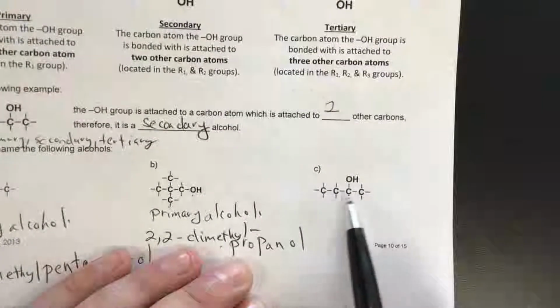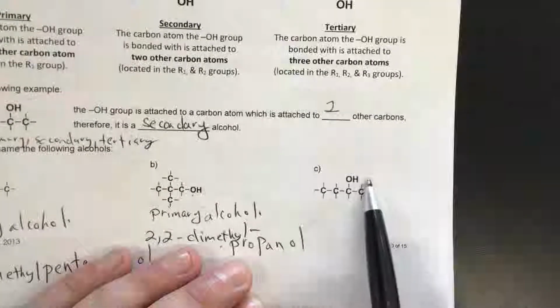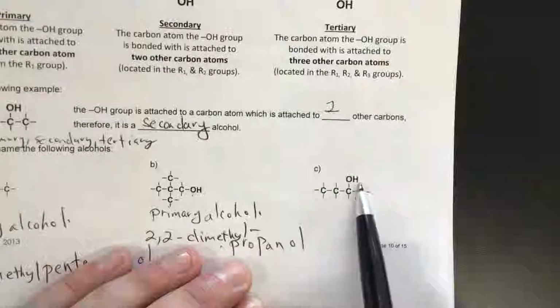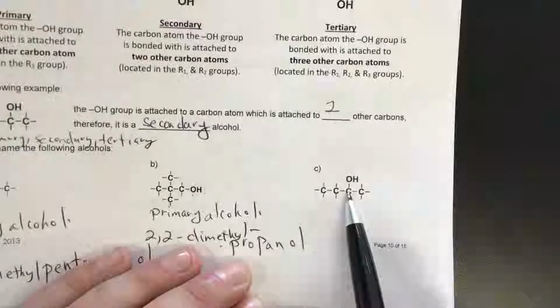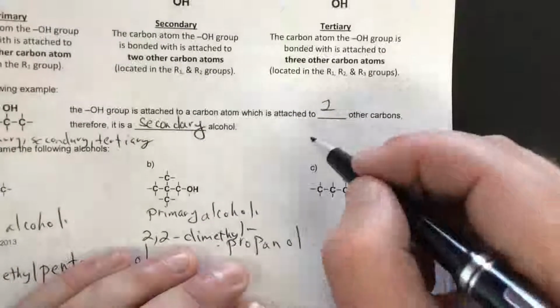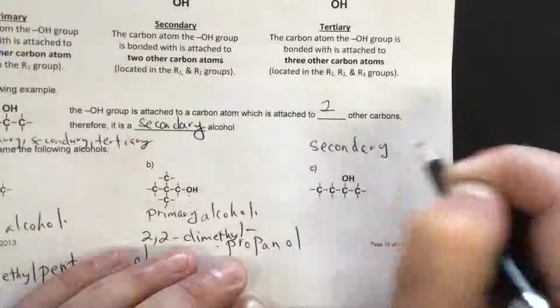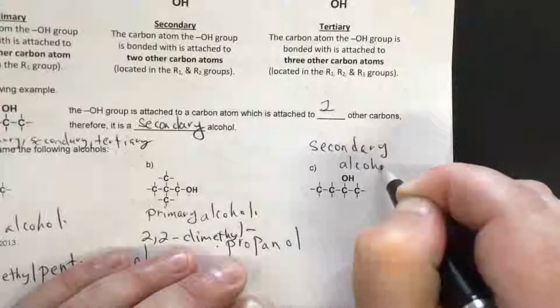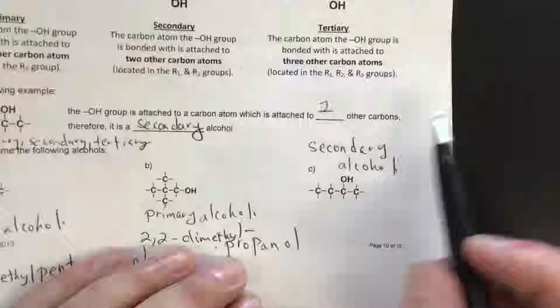Is this a primary, secondary, or tertiary alcohol? Okay, here's our alcohol group, the hydroxyl. It's attached to this carbon. This carbon is attached to 2 other carbons. So it's a secondary alcohol. All right, so what's the name of this one?